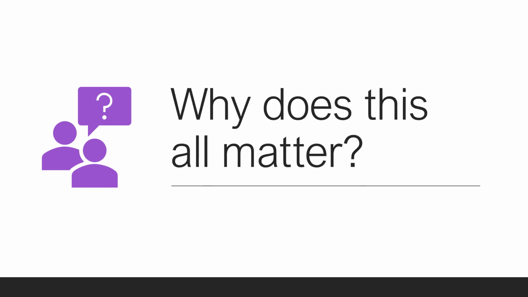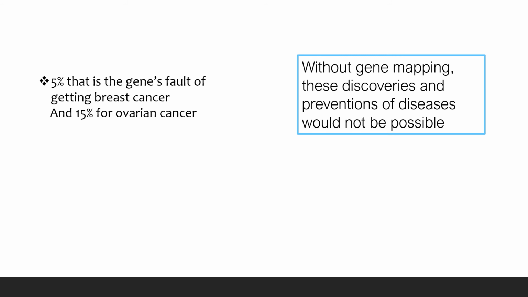By now, a question you might have is, why does this all matter? Well, mapping genes can help to treat or prevent diseases or mutations people might have. An example of this you might know is the famous actress Angelina Jolie. She had a high risk of ovarian cancer in her genes, and she knew this from her family's history. While those cancers usually are not associated with a genetic cause, her family's genes were part of the 5% of breast cancer patients that have genetics to blame, and 15% for ovarian cancer.